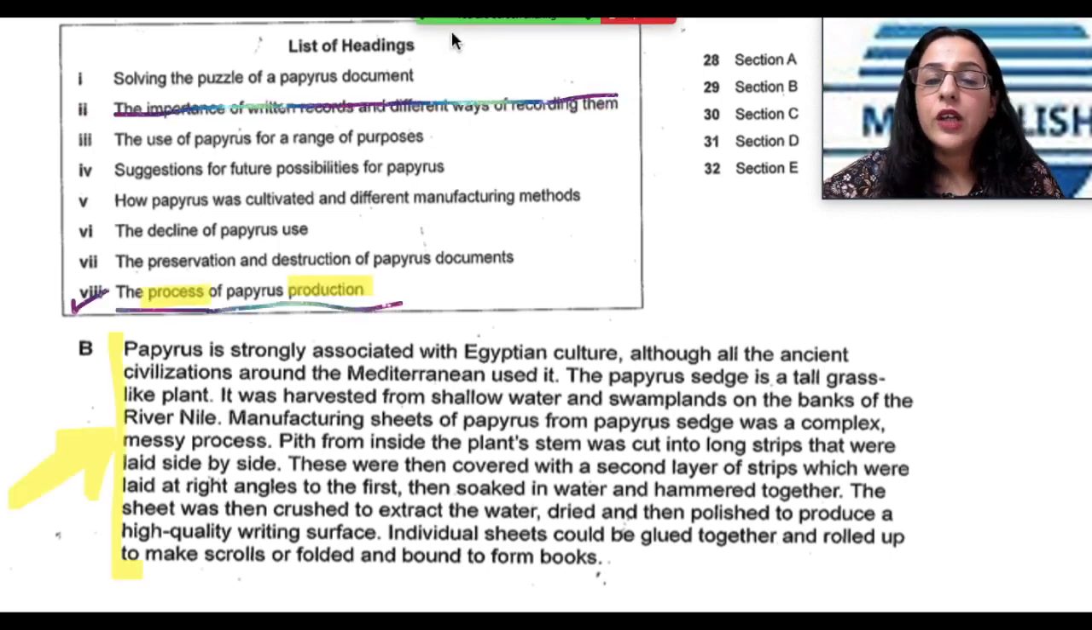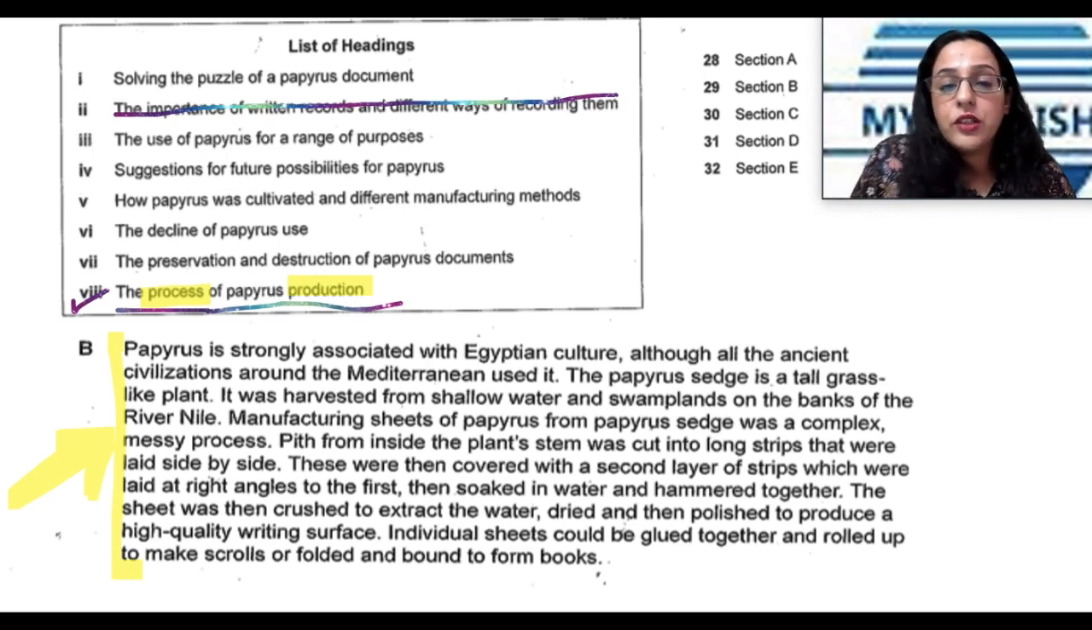Now the answer to it is the process of papyrus production. And why it is so is what I told you in one of the strategies, that sometimes the answer is hidden in the first and the last line, but sometimes you have to read the whole paragraph to understand it. So this is the typical example of that particular situation, that the process is all over the paragraph.